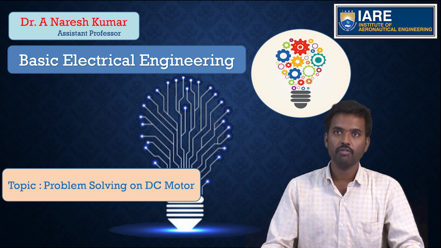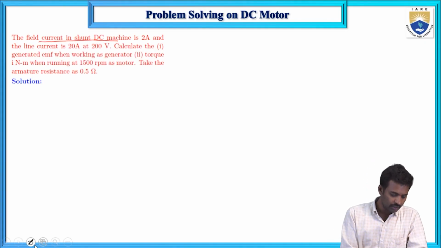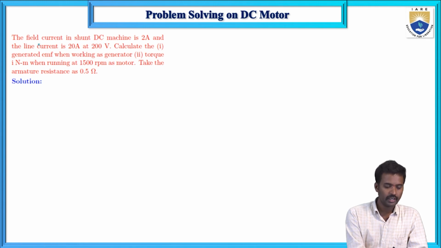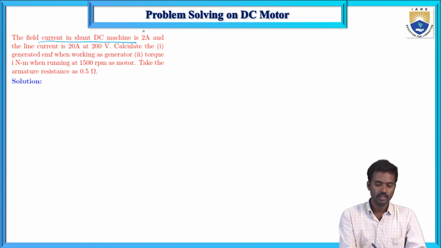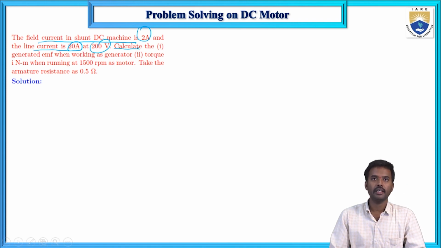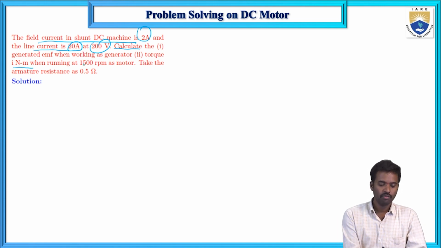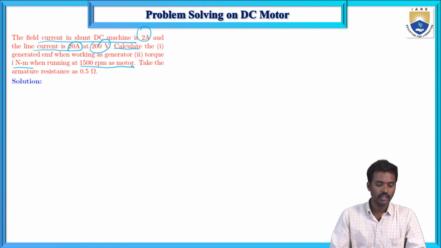So first, the first problem. The field current in a DC shunt machine is 2 amperes and the line current is 20 amperes at 200 volts. Calculate the generated EMF when working as a generator and the torque in Newton meter when running at 1500 RPM as a motor. Take the armature resistance as 0.5 ohms.